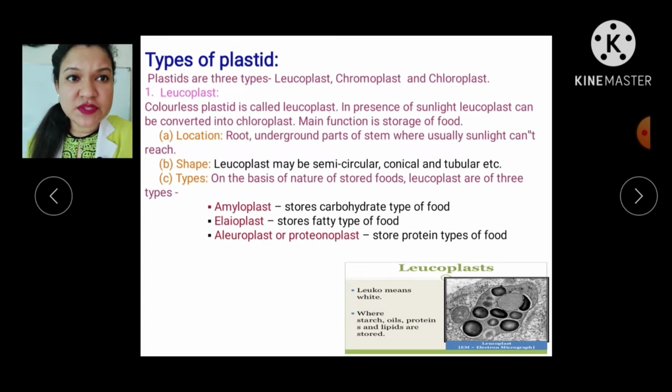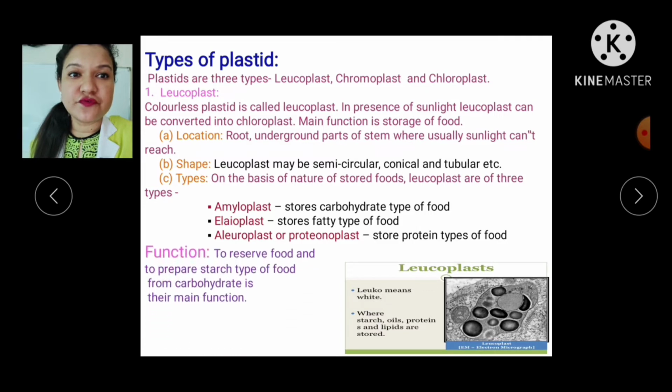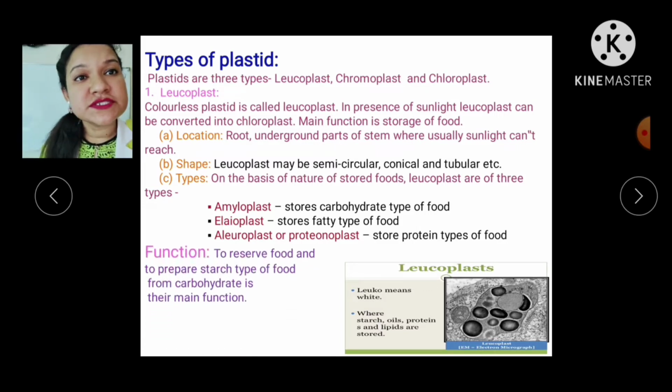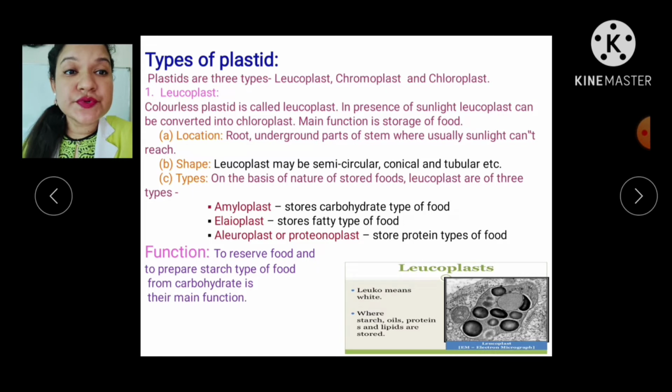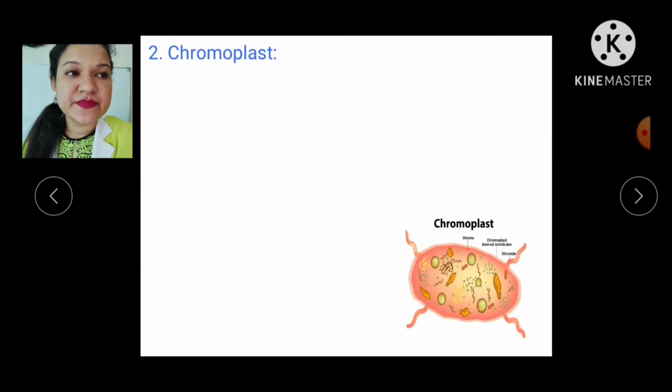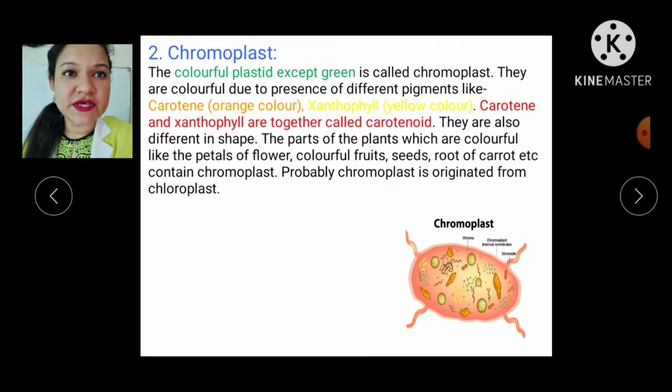Types of leukoplast. On the basis of the nature of stored foods, leukoplasts are of three types: amyloplast, which stores carbohydrate-type food; elioplast, which stores fatty-type food; and aleuroplast or proteinoplast, which stores protein-type food. Functions of leukoplast: to reserve food and to prepare starch-type food from carbohydrate is their main function. Then I will go to chromoplast.